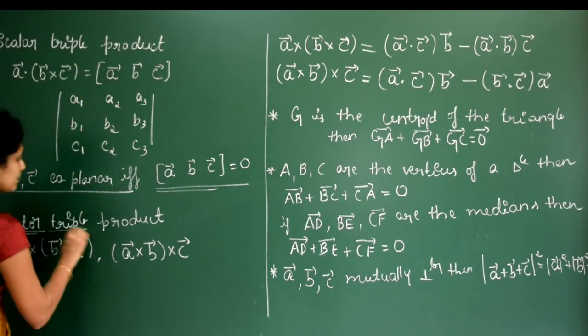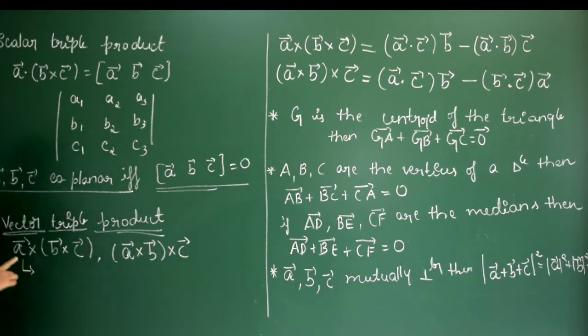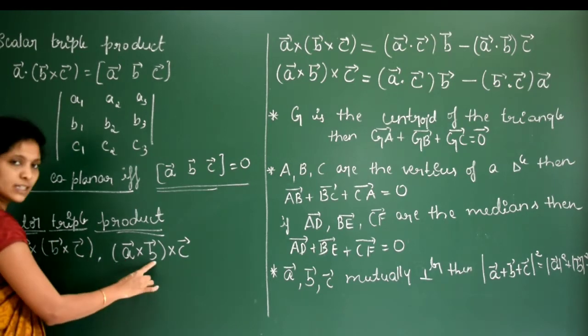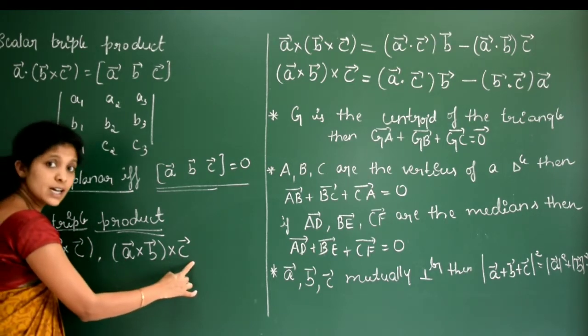Now this is the important one. See, the vector triple product is represented by A vector cross B vector cross C vector. Another one is A vector cross B vector, cross product with the C vector.